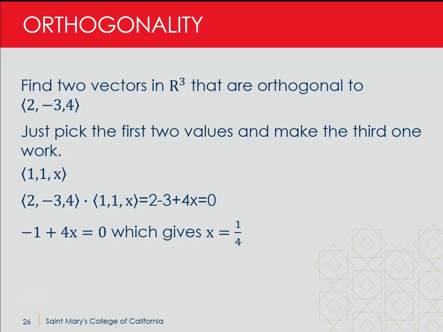Then we get 2 minus 3 plus 4x equals 0. So we get minus 1 plus 4x equals 0, which gives us x equals a quarter. So our orthogonal vector would be 1, 1, a quarter.